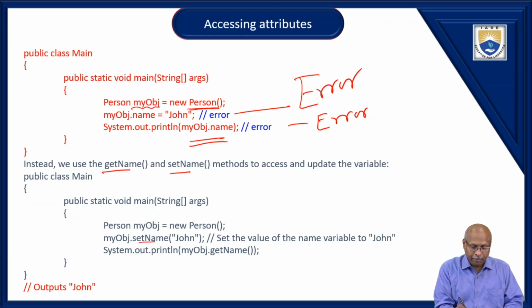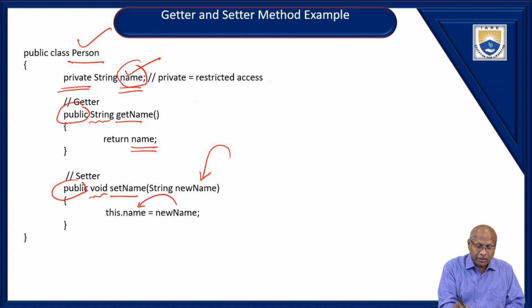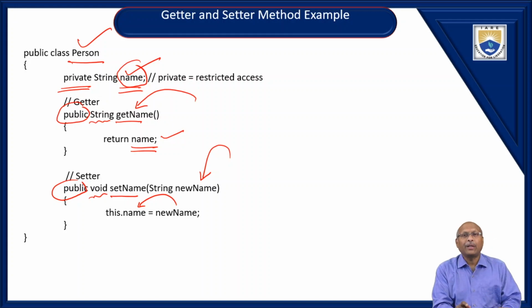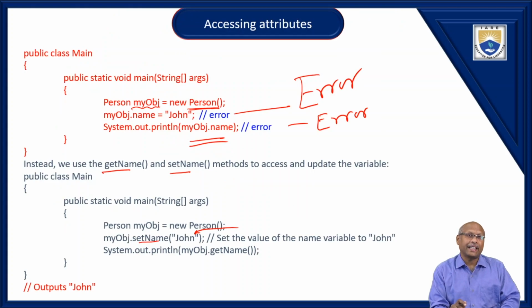So you have to write the getName and setName methods. My object dot setName, you can set Johan. Similarly, you can retrieve with my object dot getName. So you should write these two methods, setName and getName. This method will allow you to retrieve the data, and this method will allow you to set the data. So always try to write getName and setName methods for your private data. Of course, if it is public, I can access it directly. So for private data, basically you should use getter and setter methods.